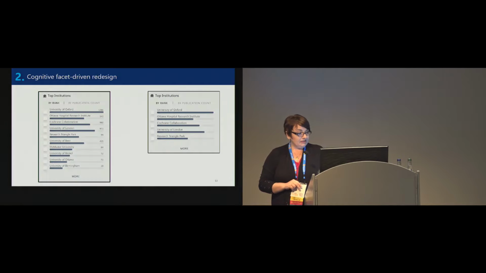In the second step, we performed a facet-driven redesign. And so this is different from a regular redesign, and I'll explain how with this particular example from filters. On the search engine results page, Microsoft Academic has a long list of filters on the left side, and each filter in the original design had 10 options.